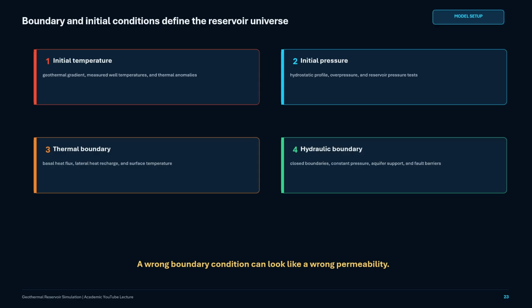These choices are not small technical details. They control pressure support and thermal recharge. For example, a closed boundary may predict faster pressure buildup, while an open boundary may allow more pressure dissipation. A realistic geothermal model must therefore justify its boundary assumptions using geology, hydrology, and field evidence.